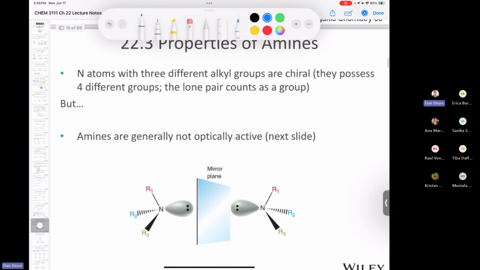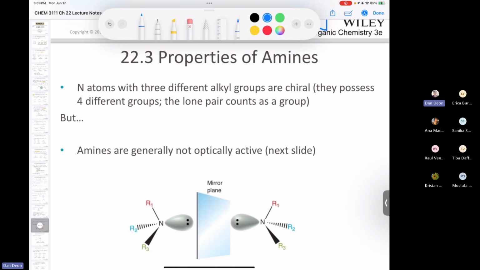It says here nitrogen atoms with 3 different alkyl groups are chiral, as they possess 4 different groups, but what I wrote in the last slide is that they're achiral. Why? Because they're not optically active.